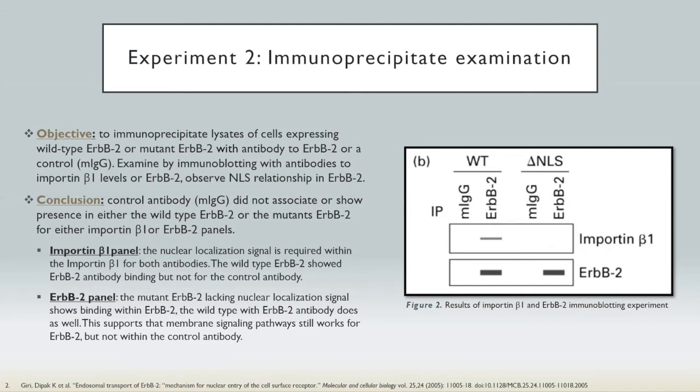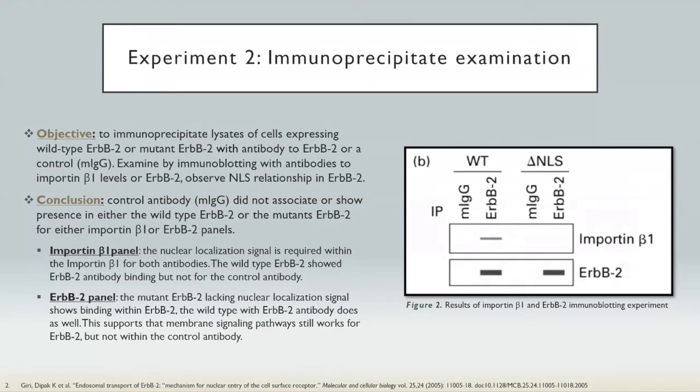So the conclusion for this experiment, based on the results from figure 2, is that one can see that the control antibody mouse IgG did not associate or show presence in either the wild type ErbB-2 or the mutant ErbB-2 for either importin B1 or ErbB-2 panels. In the importin B1 panel, the results allow you to conclude that the nuclear localization signal is in fact required within the importin B1 for both antibodies. The wild type ErbB-2 showed ErbB-2 antibody binding, but not for the control antibody.